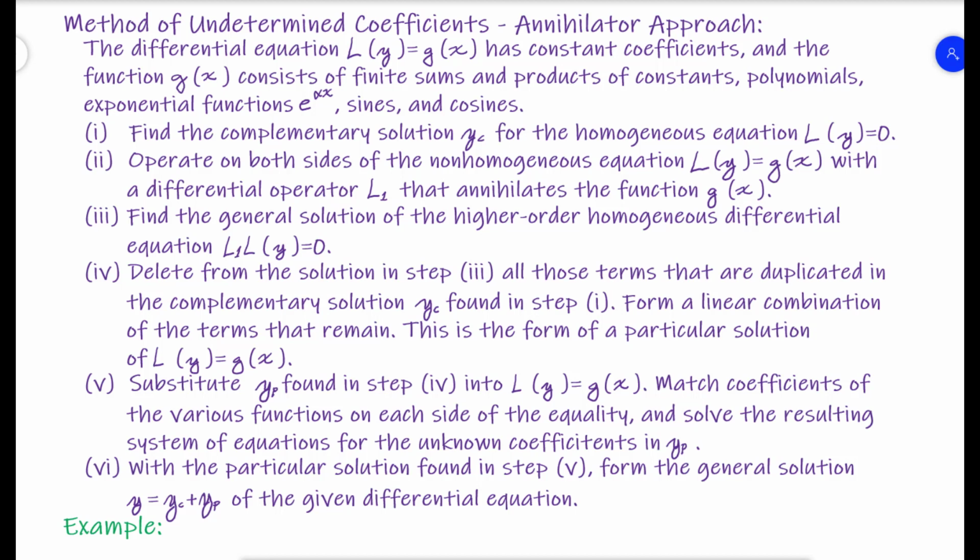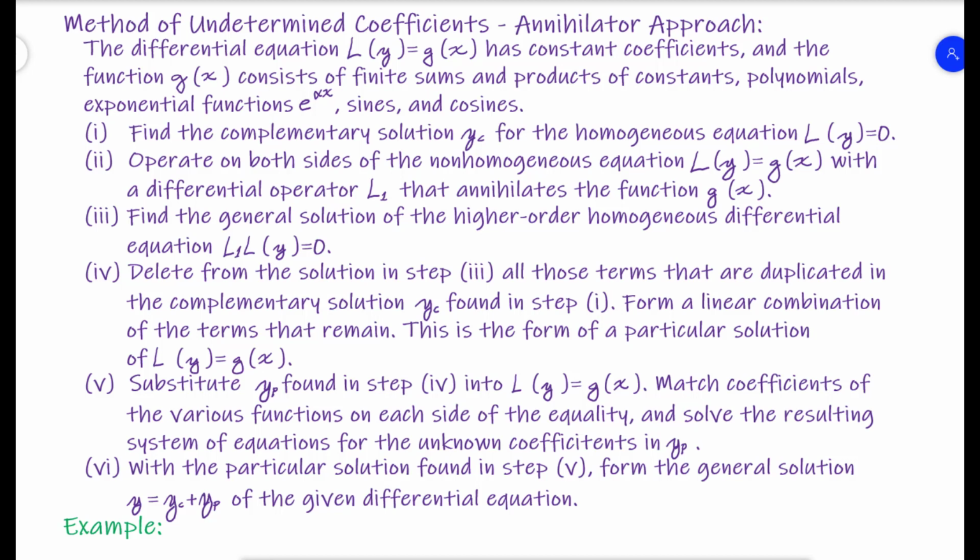We're going to operate on both sides of our non-homogeneous equation. So that'll give us L1 of L of y equals L1 of g of x. L1 of g of x is going to give us 0 since L1 is an annihilator of g of x. So that's going to leave us with the equation L sub 1 times L of y equals 0. So now I have a higher order homogeneous differential equation in L sub 1 L of y, and I can find a general solution to that higher order homogeneous differential equation.